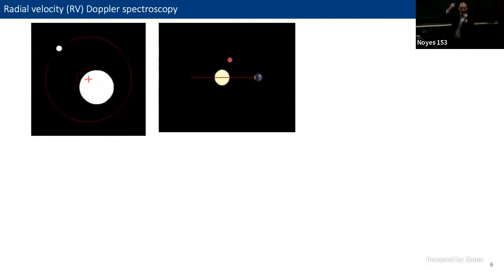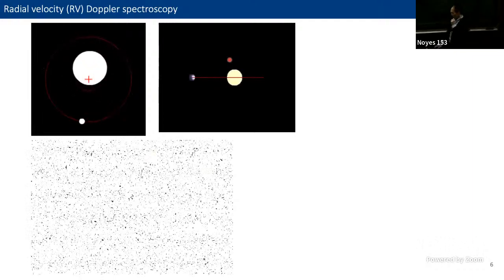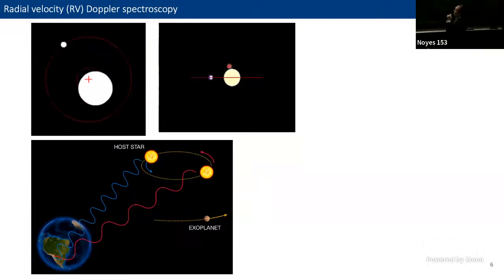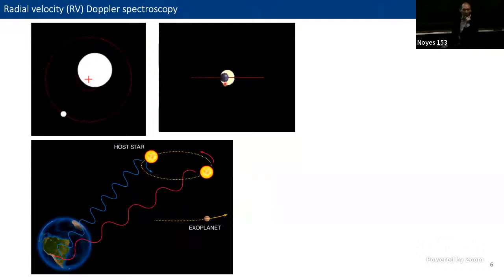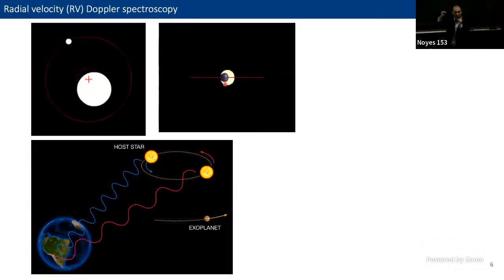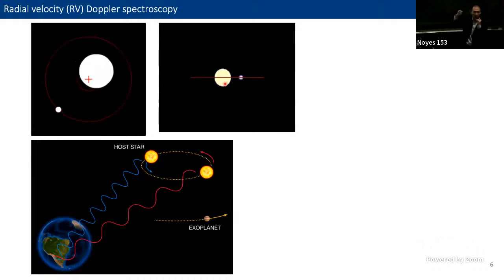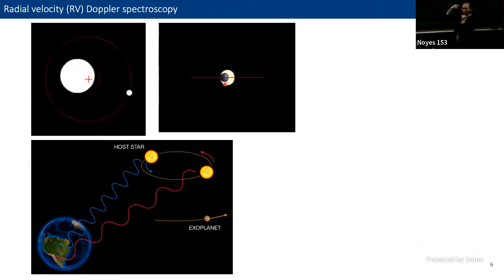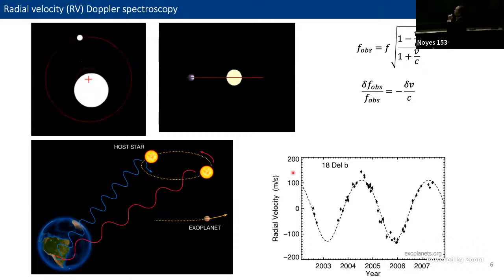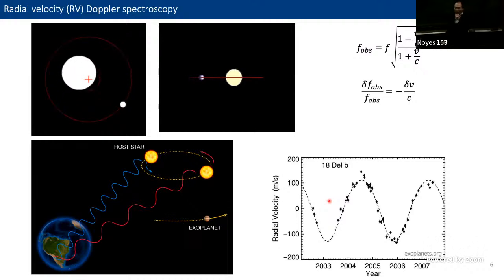And because of this periodic motion, you can identify it by monitoring the frequency emitting from this hosting star, because the frequency you observe from this hosting star will have a Doppler shift due to this periodically changing radial velocity. So this process is called Doppler spectroscopy, and here's an example of an identified exoplanet using this method.